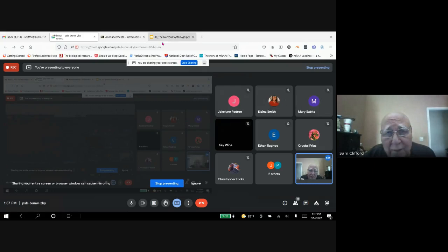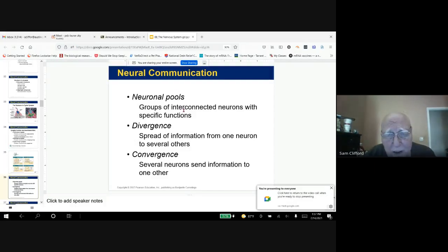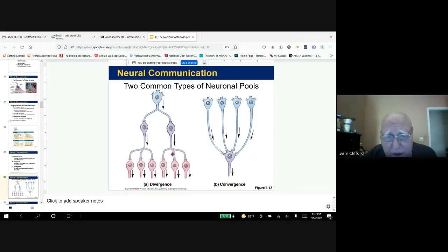So let's go back to the PowerPoint, and groups of nerves. So you have your cervical plexus, your brachial plexus. You have nerves going to the digestive system. You have groups of nerves going to glands in the muscular system. So information can be spread out or converge, and that's all the way the processing occurs.